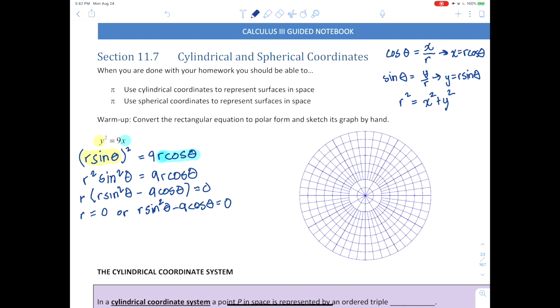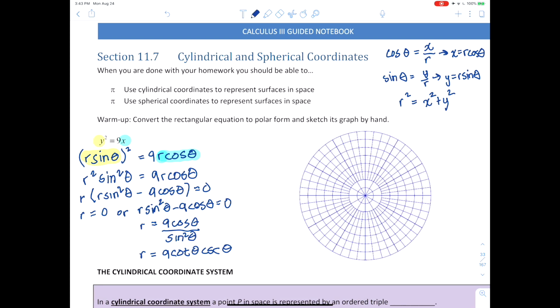And then isolating r, what would we get? We would get 9 cosine theta, right, when we add that to the other side, and that would be divided by sine squared theta. And then rewriting it, we could write r as 9 times cotangent theta, which takes one factor of the sine function, times cosecant theta. Good? All right, awesome.